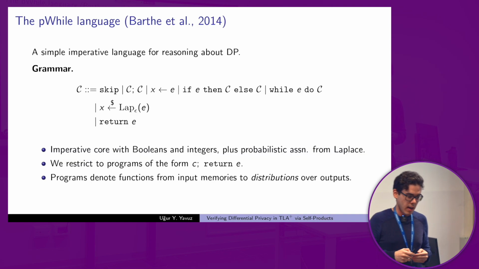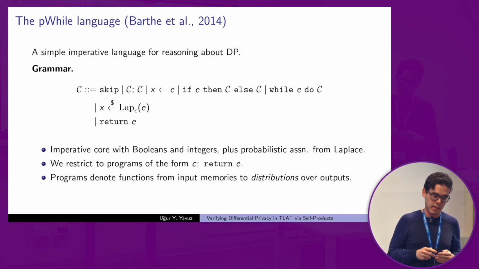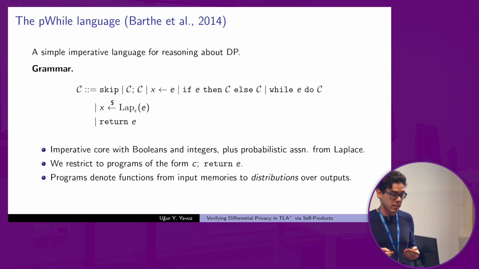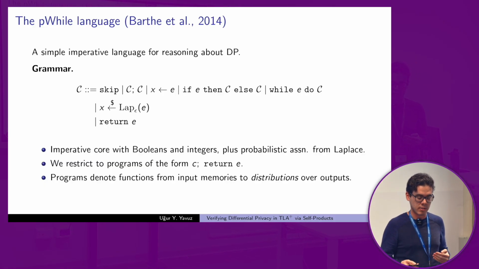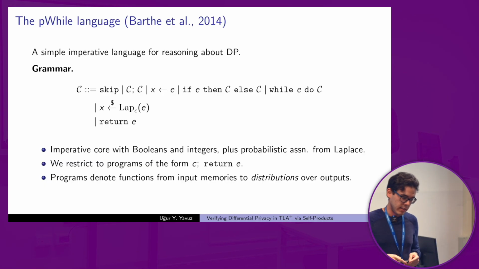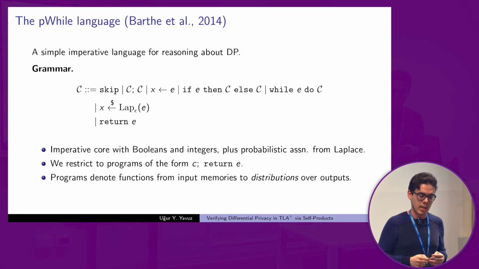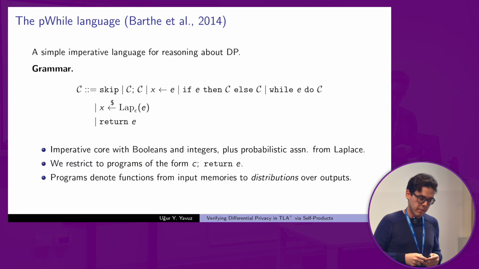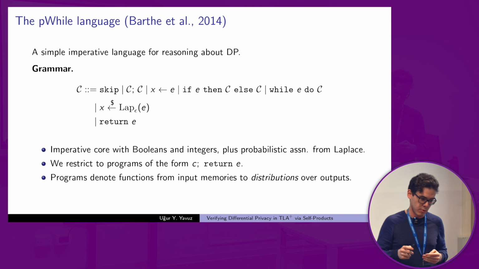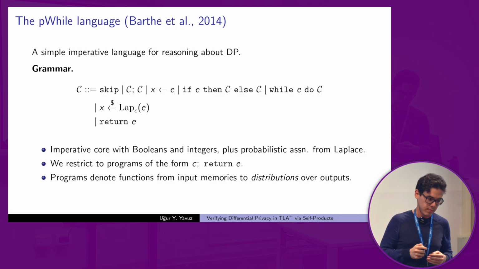The language we use is called pWhile, due to Barthe and colleagues. It's a simple imperative language designed for reasoning about DP programs. The grammar should look familiar. You have standard imperative constructs: skip, sequencing, deterministic assignment, if-then-else, while loop, and so on, and a return statement. And then there's one extra construct, the probabilistic assignment from the Laplace mechanism. Writing x sampled from Laplace epsilon of e samples a value from the Laplace distribution centered at e and assigns it to x. So, as I said, the language has a standard imperative core with Boolean and integer values, plus probabilistic assignment from the Laplace mechanism.